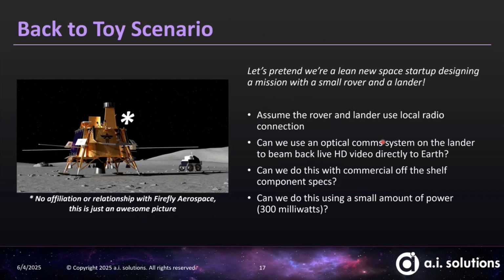Okay, so now that we've talked through all of the ingredients that go into optical communications, let's circle back to our toy scenario. The idea is we're going to put a rover with a video camera on the moon, and we're going to have a lander that landed the thing. Between the lander and the rover, we have just a traditional RF signal, no reason to use anything too subtle. But from the lander to the Earth, we want to try an optical connection.